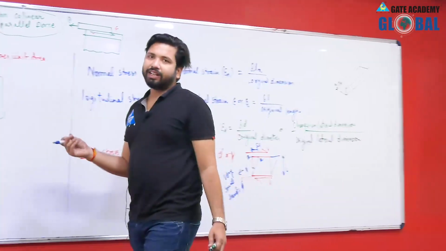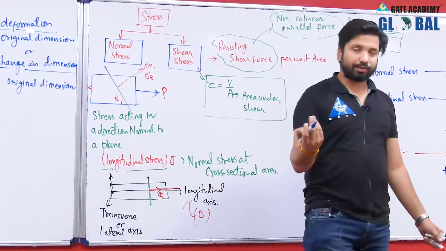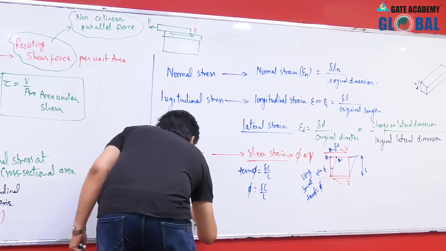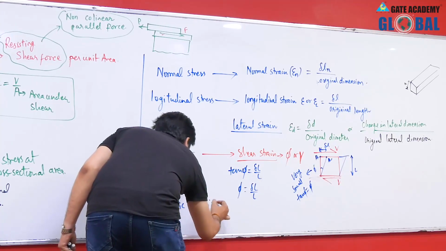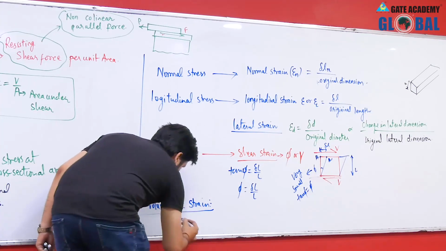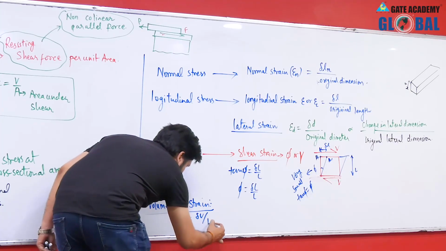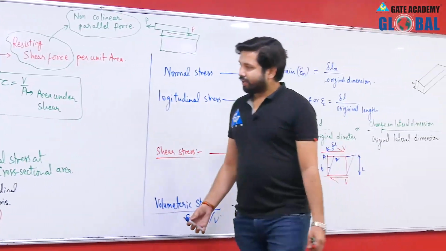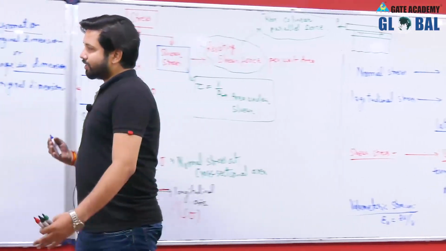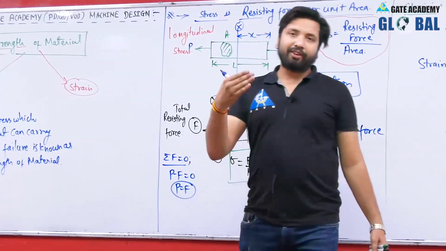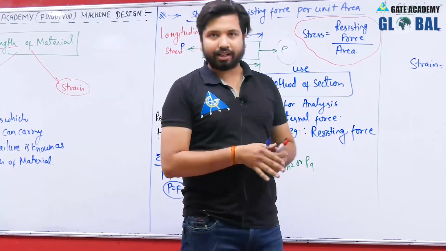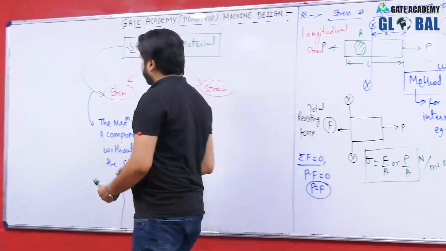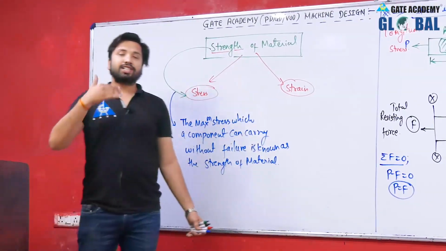Now there are some different types of strains as well, like volumetric strain. Volumetric strain epsilon V is equal to change in volume divided by original volume. So these are the different types of stresses and strain. Now there are some constitutive equations and fundamental laws which define the relationship between stress and strain, and the constitutive law for any solid is Hooke's law. In strength of materials, Hooke's law is the constitutive equation which relates the stress with the strain.